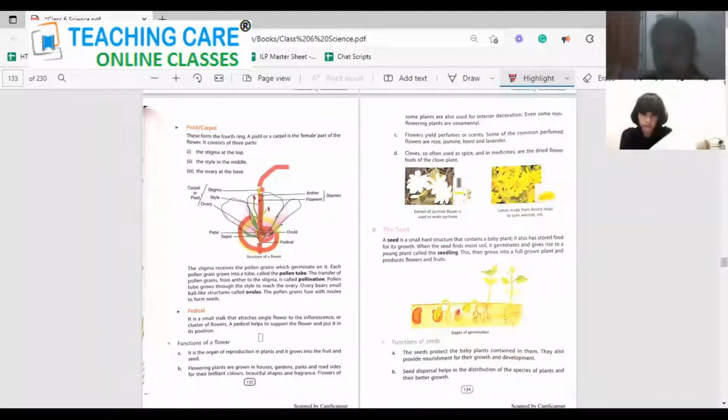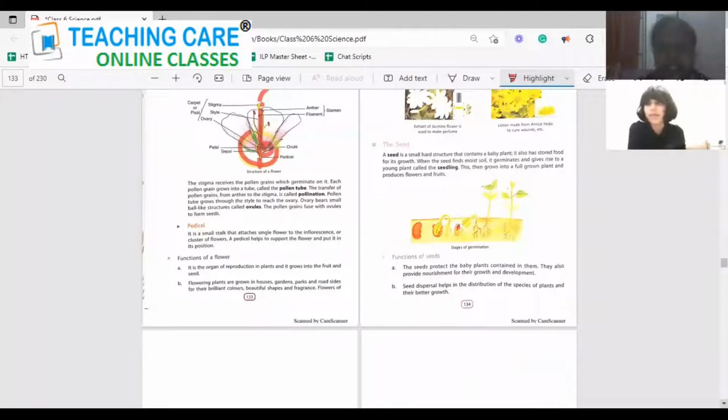It is the main organ of reproduction in plants. It is grown in different plants for decorative purposes, interior or exterior. It has been used for perfumes and scents production, for example jasmine, lavender, rose. Cloves are used as a spice in food. Few flowers are also used for medicinal purposes. You understood?